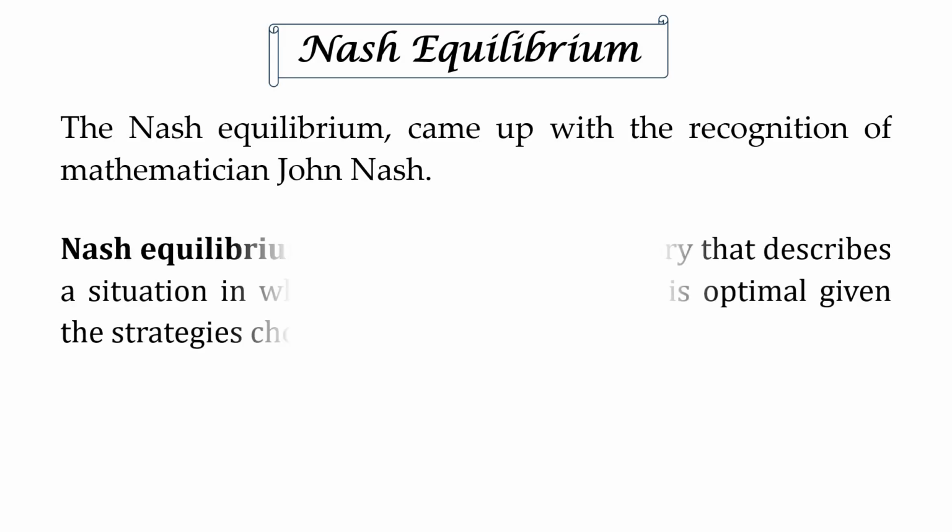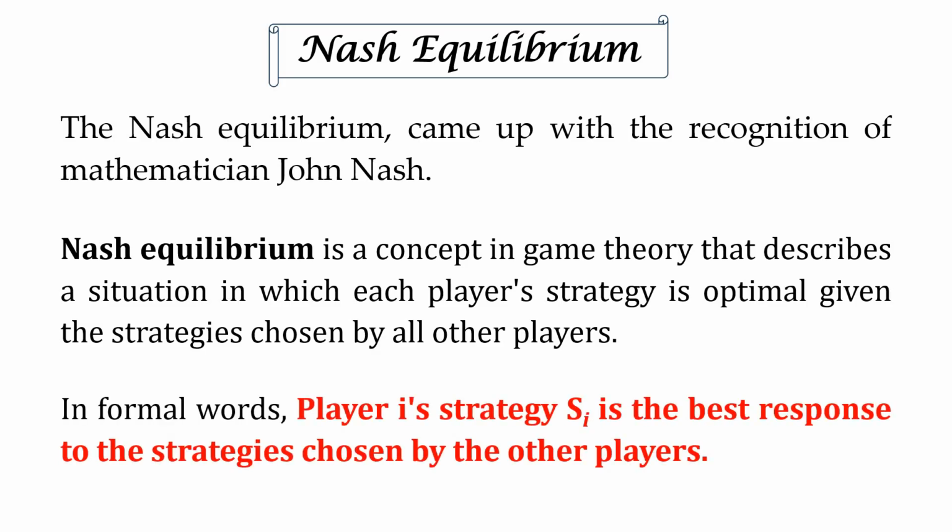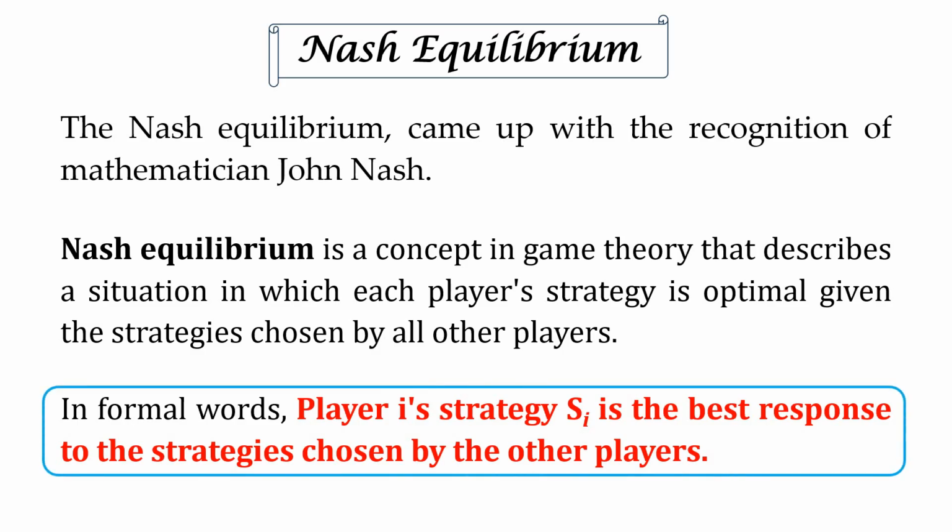The definition is that Nash equilibrium is a concept in game theory that describes a situation in which each player's strategy is optimal given the strategies chosen by all other players. More formally, player i's strategy s_i is the best response to the strategies chosen by the other players. Nash equilibrium provides a solution concept for non-cooperative games where players make decisions independently without any binding agreements or communication.